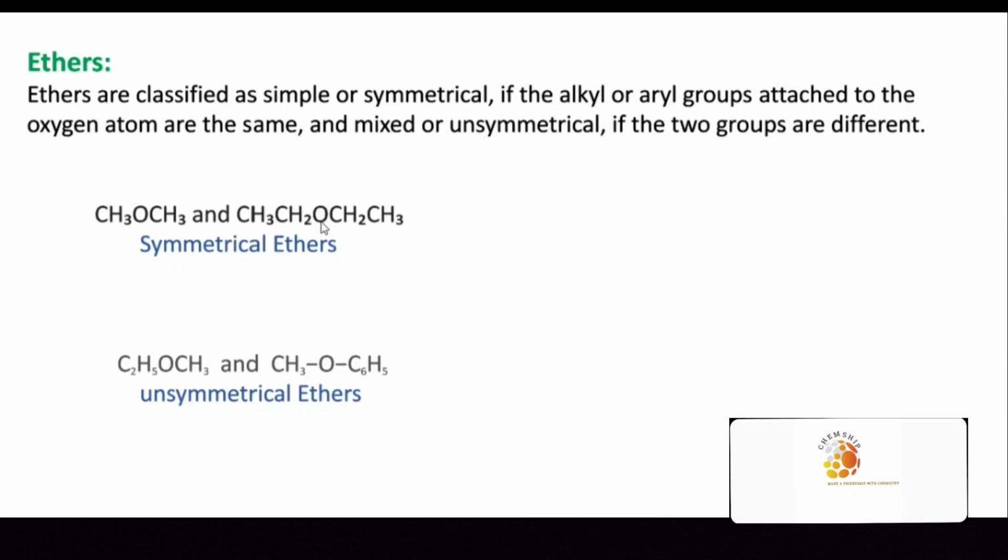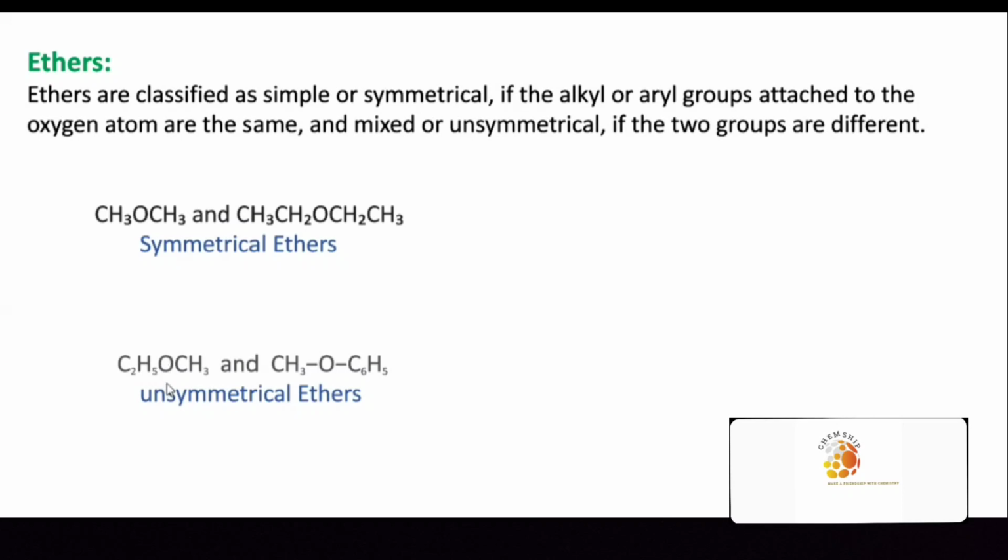Here also, if I cut, this part and this part are the same, symmetrical. Looks like a symmetry is there. So it is also an example of symmetrical ethers. Let us come to unsymmetrical ethers. In unsymmetrical ethers, if I cut through this oxygen, they won't share equally. The parts which are separated won't look like symmetrical parts.